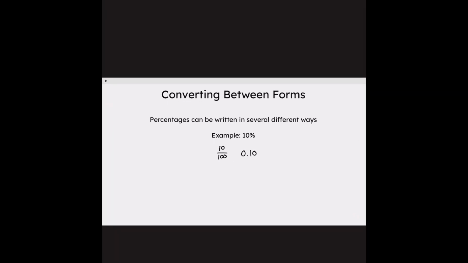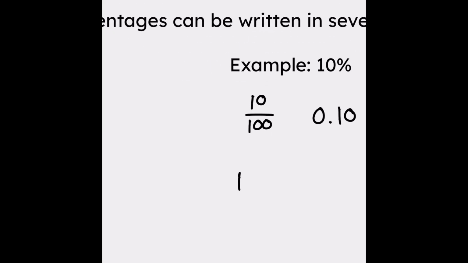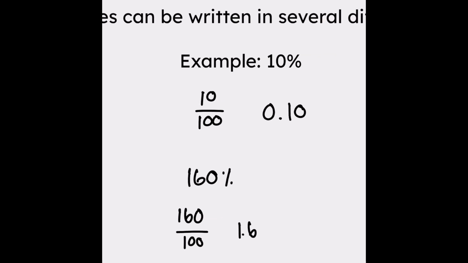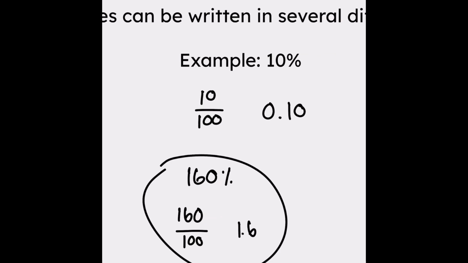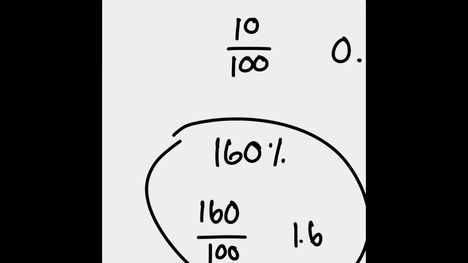If we look at another example, I could say, what about 160%? Well, that's equal to 160 over 100, or 1.6. So all three of these are the same thing. Remember that percentages can be written as either a percent, a fraction, or a decimal. And if it's written as a fraction, it's always going to be out of 100.